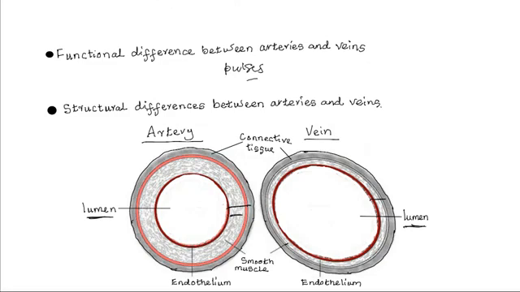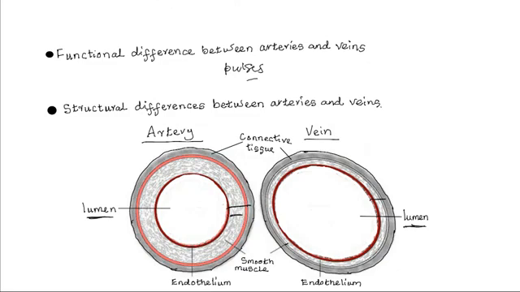So these structural differences are directly related to their function. Arteries carry blood under considerably high pressure, hence they need the thick wall to withstand the high pressure, the narrow lumen to maintain the high pressure. In the vein, the blood pressure is considerably low, so the wide lumen offers minimum resistance to flow.